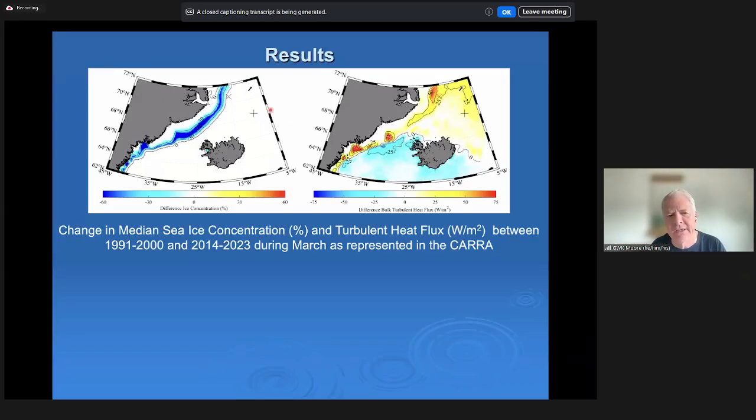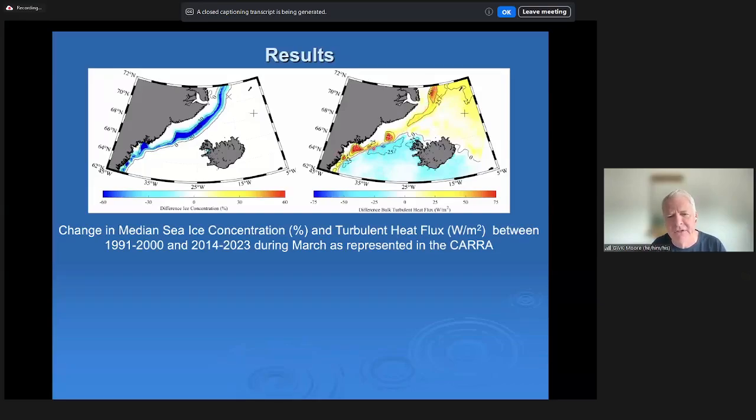And what you can see is that along this region where there's been a loss of sea ice, there's been an increase in the heat fluxes. And that makes sense because we're removing that sea ice, which acts as an insulator. We're now exposing ocean, which has never been exposed before to the atmosphere. And so there's been an increase in the heat fluxes.